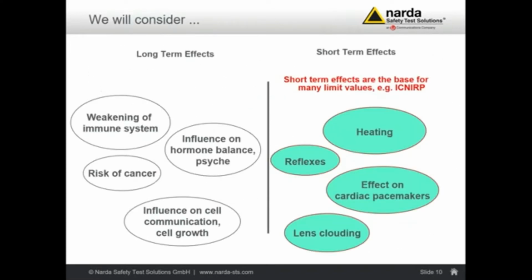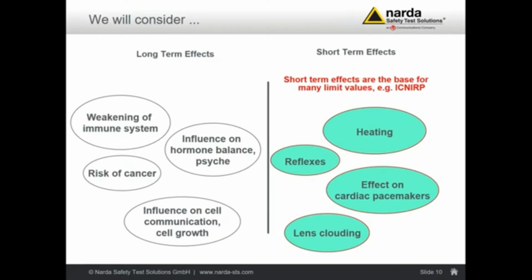So we can sort them into so-called long-term effects and short-term effects. A long-term effect is normally the risk of cancer. Cancer doesn't come overnight. Cancer can take 10, 20 years. And you all know the discussion about, will I get cancer if I'm exposed to whatever? And influence on cell communication, cell growth, and so on. They are all long-term effects.